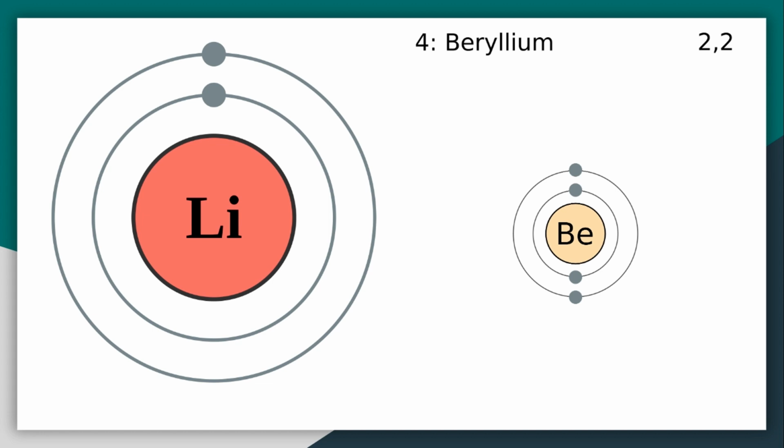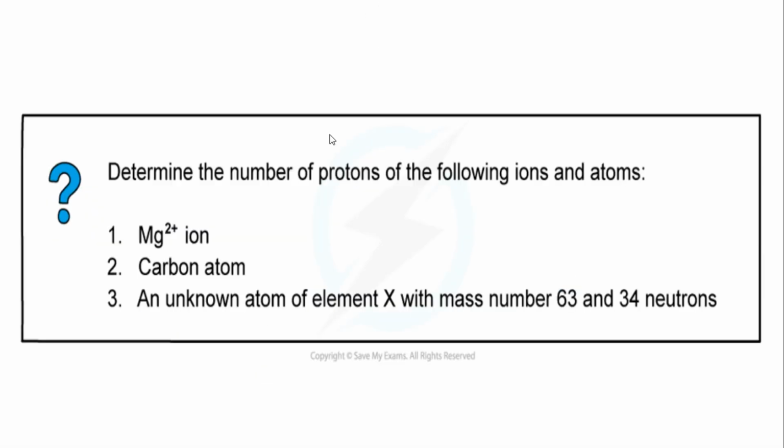Okay, now onto a worked example. Maybe you want to pause the video and see if you can work through this question by yourself. The question is: determine the number of protons of the following ions and atoms. The Mg2+ ion, a carbon atom, and then an unknown atom of element X with a mass number of 63 and 34 neutrons. Okay, remember to pause the video to see if you can answer it by yourself first. All right.